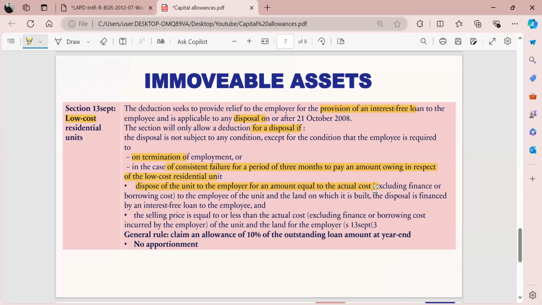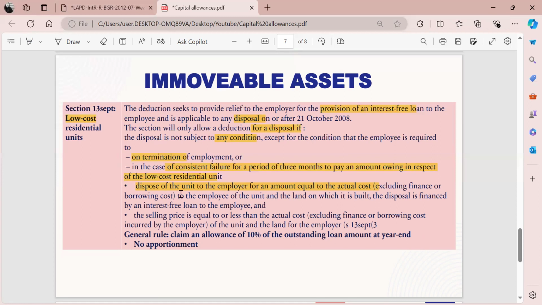So basically, this section will only allow a deduction if there are no other conditions surrounding this transaction. No conditions surrounding this transaction besides the general conditions that if the employee stops working for the employer, if the employer and employee relationship is terminated, or if the employee fails to pay, then the employee has to dispose of this unit back to the employer for an amount equal to the actual cost, excluding finance costs to the employee of the unit.